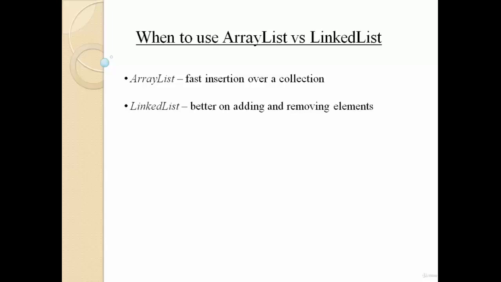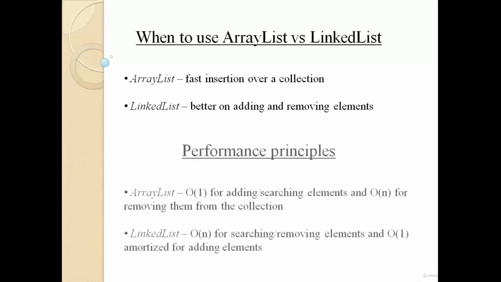An array list can be used in situations where we need fast iteration over a collection, whereas a linked list is better on adding or removing elements from the collection. In terms of performance, there are some facts that we can review. An array list offers O(1) complexity for adding and searching for elements and O(n) for removing elements from the collection. In the other case, a linked list offers O(1) for searching and removing elements and O(1) amortized value for adding elements.